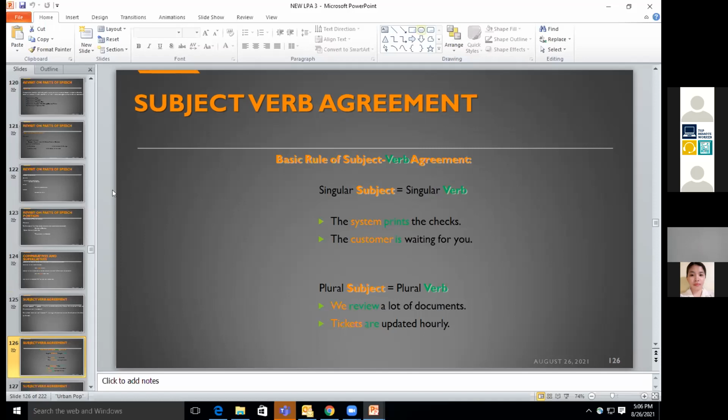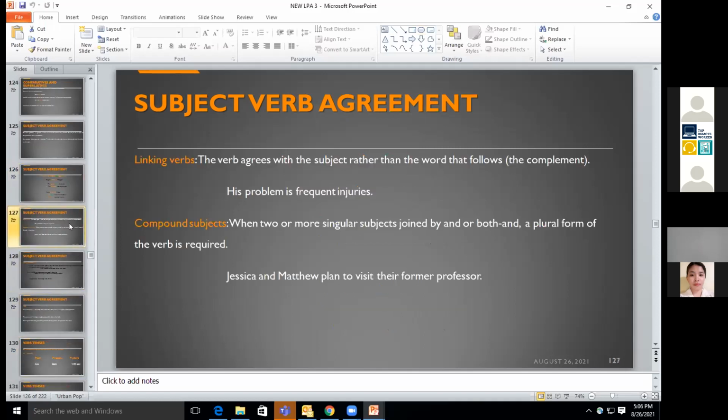Okay, linking verbs. The verb agrees with the subject rather than the word that follows, the complement. His problem is frequent injuries. Compound subjects: when two or more singular subjects are joined by "and" or "both," a plural form of the verb is required. Jessica and Matthew plan to visit their former professor.